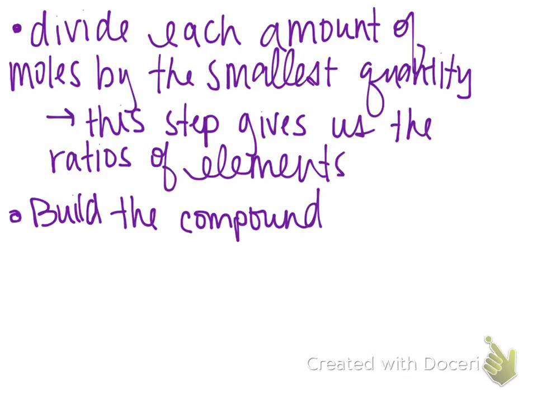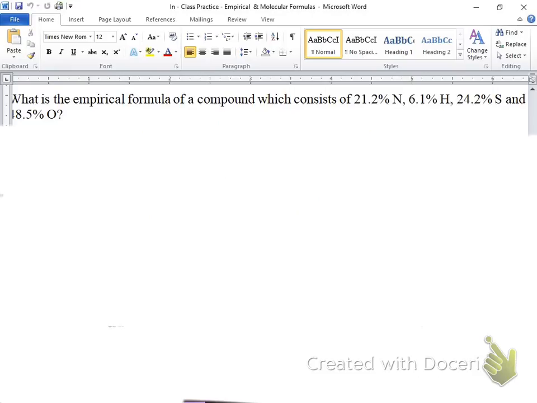Okay, so if you want to grab out that handout that I gave you, we're going to do some of the problems. What's the empirical formula of a compound which consists of 21.2% nitrogen, 6.1% hydrogen, 24.2% sulfur, and 48.5% oxygen? Okay, so we have how many elements going into our compound here? 4. And our starting amounts were given to us in what?